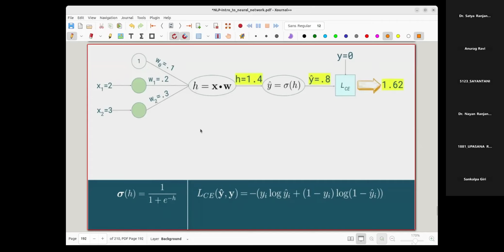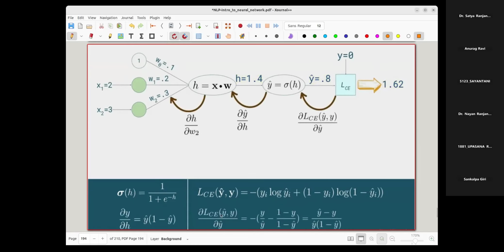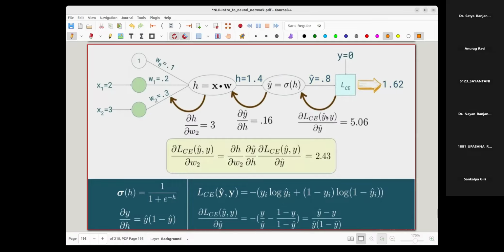Okay, now let's calculate the derivative. So these are the derivatives. Del L by del Y cap is (Y cap minus Y) divided by Y cap into (1 minus Y cap), and the derivative of sigmoid is Y cap into (1 minus Y cap). You can check, this is a simple derivative calculation. Okay, so now you put in the values. When you put in the values, this derivative will become 5.06. Del Y cap by del H will become 0.16.